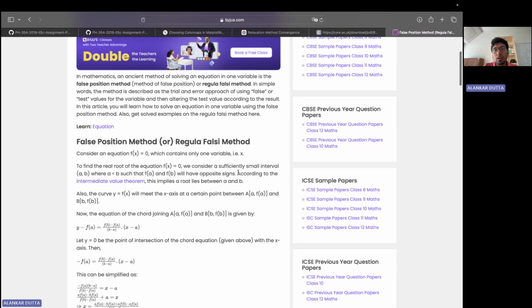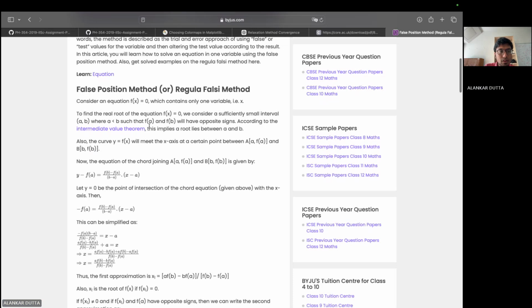Okay. So to find the real root, we consider a sufficiently small interval a less than b such that f(a) and f(b) will have opposite signs. So exactly what we were doing. And then according to the intermediate value theorem, the root lies in between. So this is very similar to bisection, which we have already done. Now the equation of the chord joining a and b is given like this, where you draw a straight line which joins the points a and b, right?